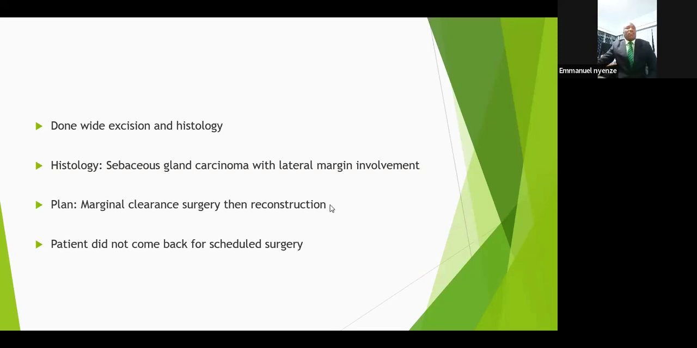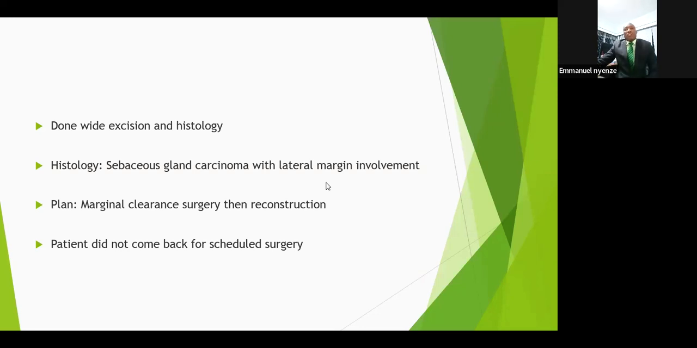So again, unfortunately, this patient did not come back for the scheduled surgery, and the marginal clearance has not been done, and the surgery has not been done. This is one of the cases that we would say that the management has been shaky.